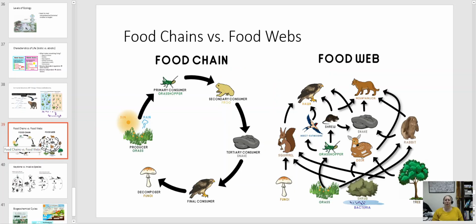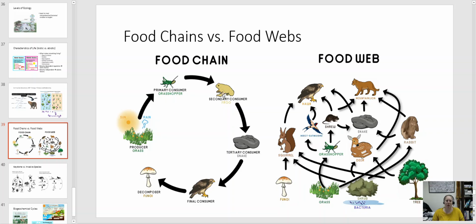Food chains versus food webs. Food chains are a good way to see some basic interactions, but it is not enough because it does not show the full picture of community structures. Food chains, remember, if you are a producer, you are going to be the base of a food chain. Producers are consumed by primary consumers or herbivores like grasshoppers. Herbivores are consumed by secondary consumers like frogs. So primary to secondary, we are 2 steps away from the grass.